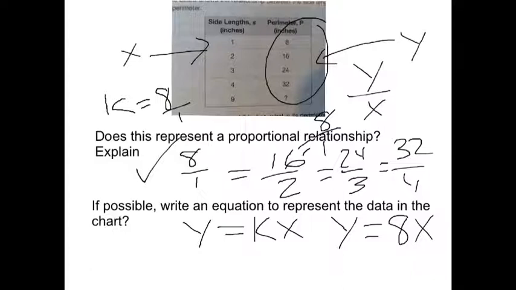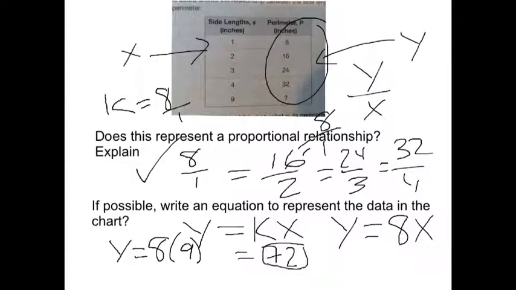So if I wanted to figure out the question mark, which is what the perimeter is when the side length is 9, I could say y equals the constant of proportionality times 9, right? And I should end up getting 72. And what that tells me is, since the output is 8 times the input, the perimeter should be 8 times the side length.